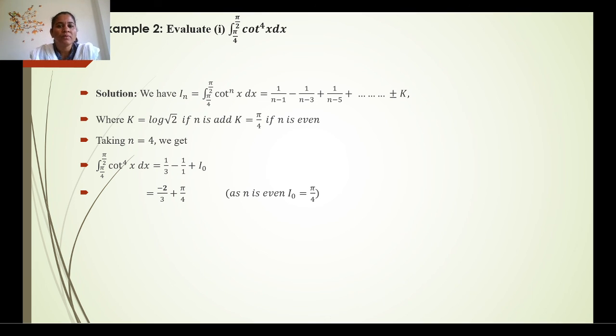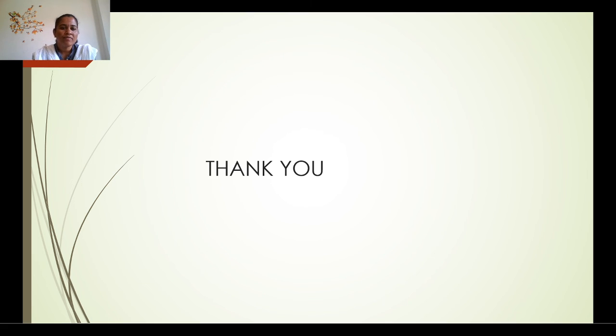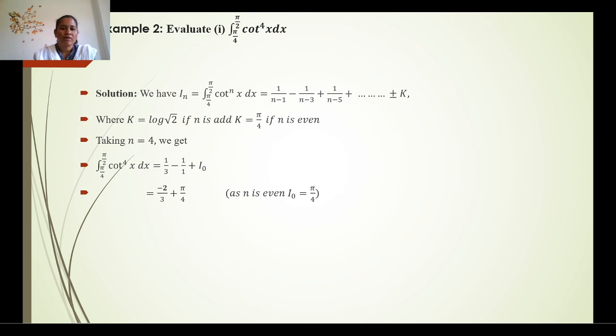So next problem, integral with the limits pi by 4 to pi by 2 of cot to the power 4x dx. Here n is even. For even we have to write k, the value of k is equal to pi by 4 if the limit is there. The limit is pi by 4 to pi by 2. If n is odd, we have to write k is log root 2. If n is even, here write k is pi by 4. In this particular problem, n is equal to 4.